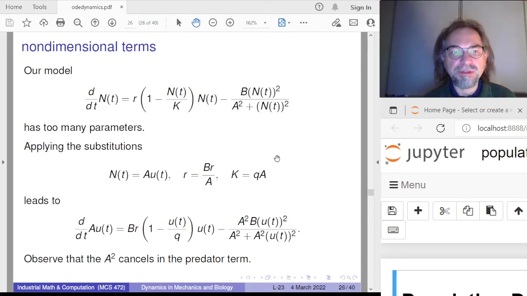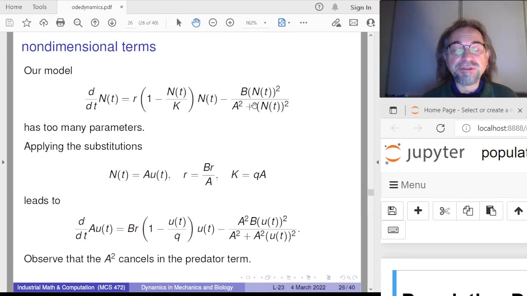What we will do is try to factor out the A term, so we replace the capital N of t with A times a new variable U of t. Why is that? Well, look at the predator term. If you do that, then the A squared appears in the numerator and it also appears again in the denominator. So the A squared is going to disappear from the predator term.